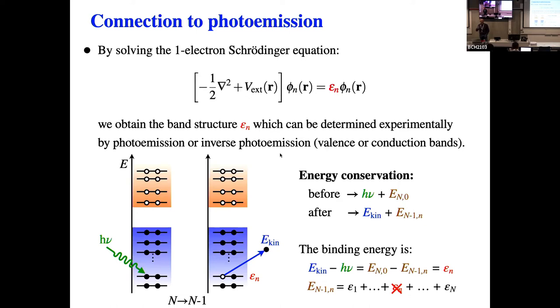Okay, so that's a simplified picture of photoemission. If there were no interaction between the electrons, the difference in energy between the incoming photon and the outgoing electron's kinetic energy is just the energy that was needed to remove the electron. And so that's the energy of the electron.